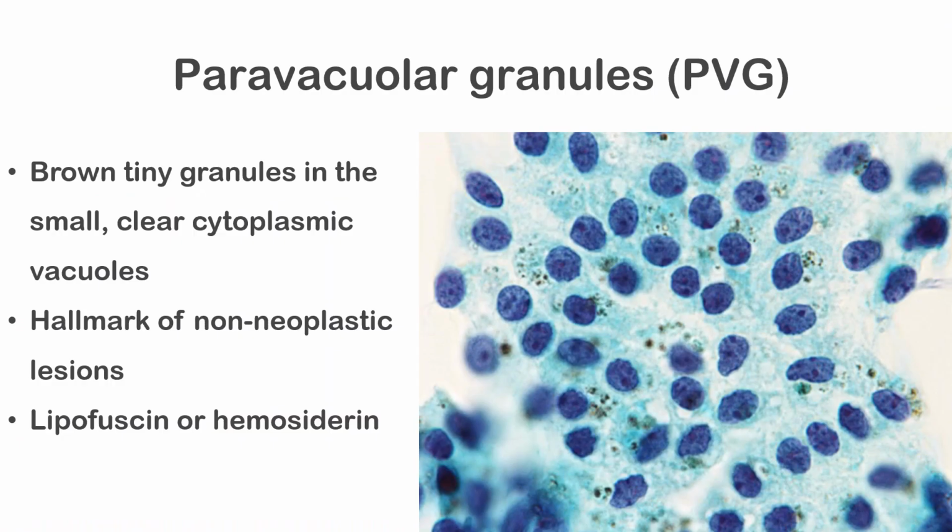Brown tiny granules are seen in the clear cytoplasmic vacuoles. The granules are called paravacuolar granules. And they are a hallmark of non-neoplastic lesions, such as normal follicular cells and follicular nodular disease.